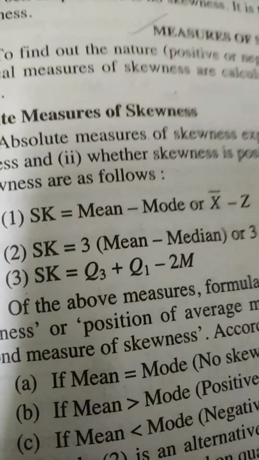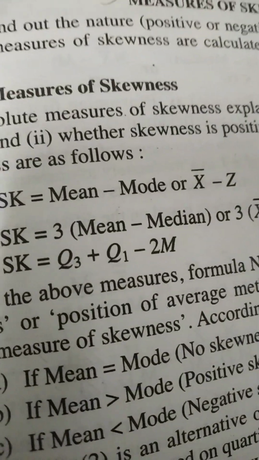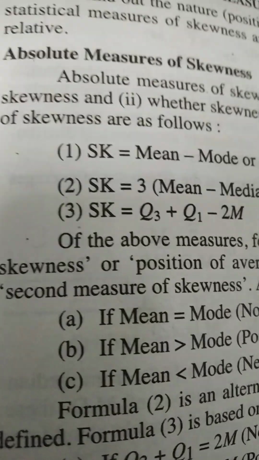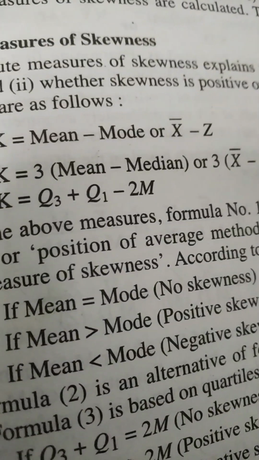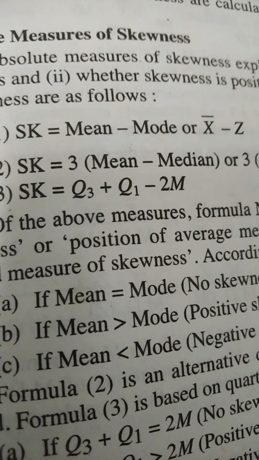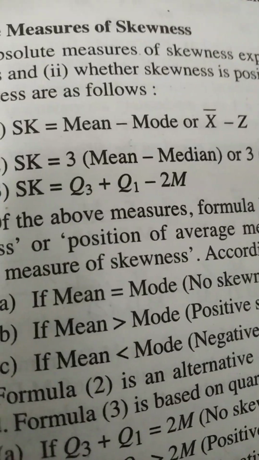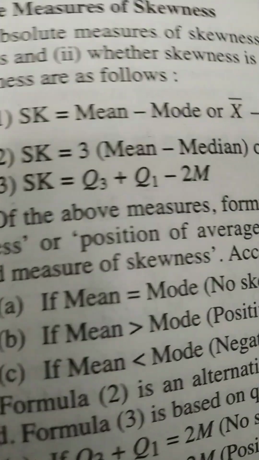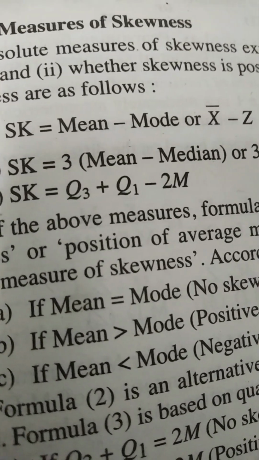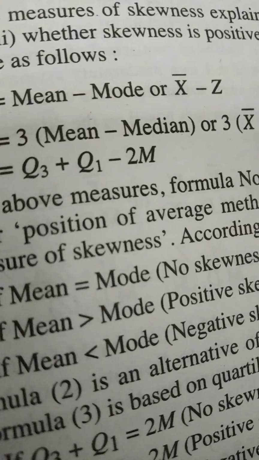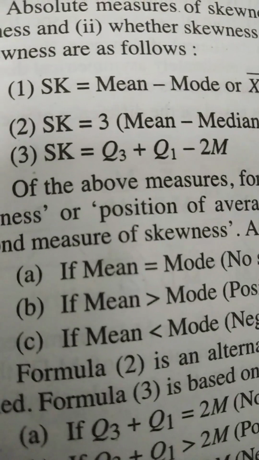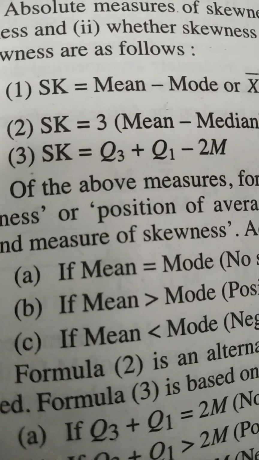In the first formula, you are seeing mean minus mode is equal to skewness. When mode is not clear to you, then you can apply the second formula, that is skewness is equal to 3 mean minus median. This formula you will apply only when mode is not clear to you. If mode is given, mean is given, then you can apply the first formula. If mode is not mentioned there, or mode is not clear to you, then you can apply by using the median. And this Q3 plus Q1 minus 2M is related to the second measure of skewness.